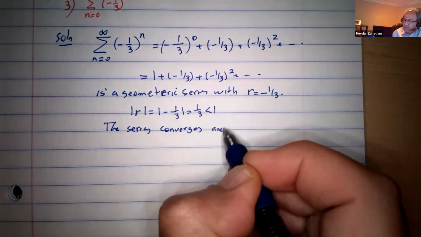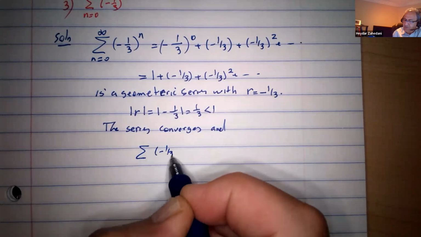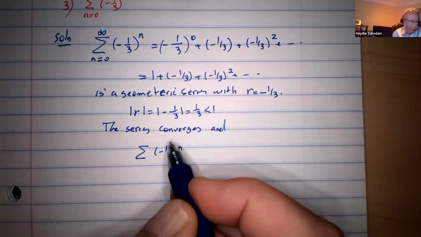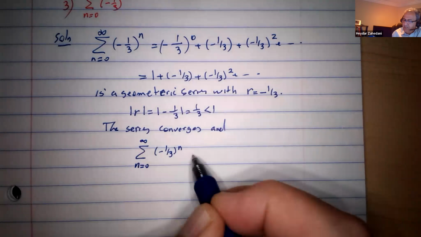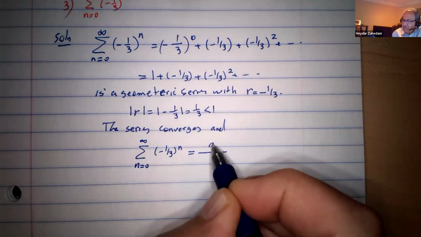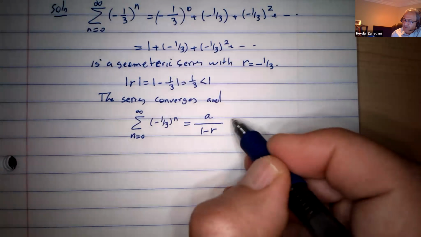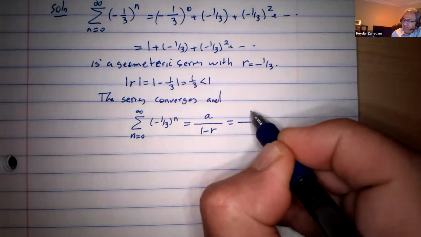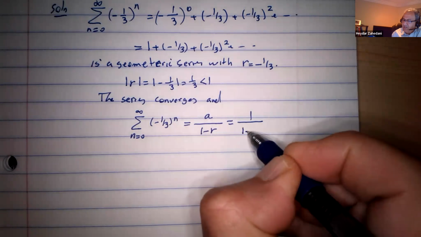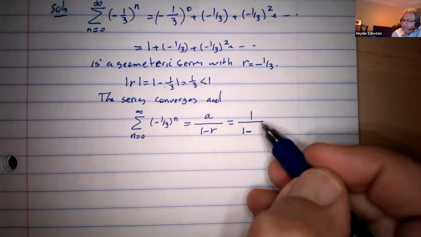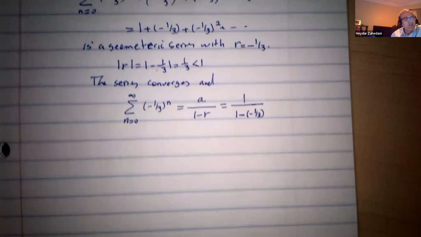And the sum of the series, sigma of negative 1/3 to the n, from 0 to infinity, according to our formula, is going to be a over 1 minus r. You substitute, your a is equal to 1, the first term. 1 minus r, r is negative 1/3. Remember, some people use a positive 1/3. No, r, not the absolute value of r.